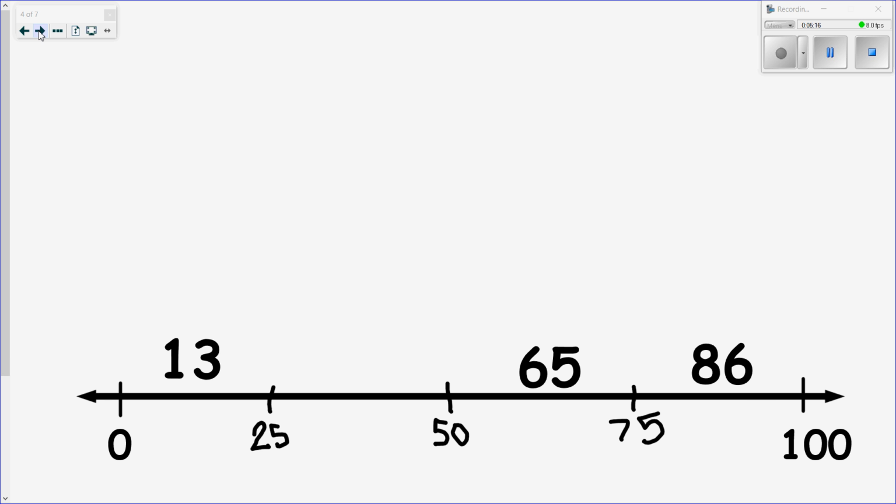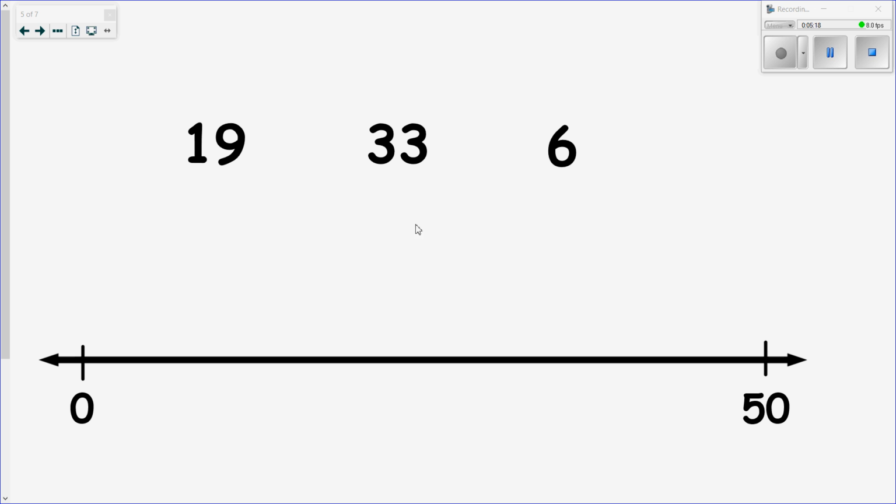All right. So here is your homework example for today, finding where these numbers will be ordered between 0 and 50. So please give that a try. Find the midpoint, think about tens, and see if you can figure out where these numbers should go.